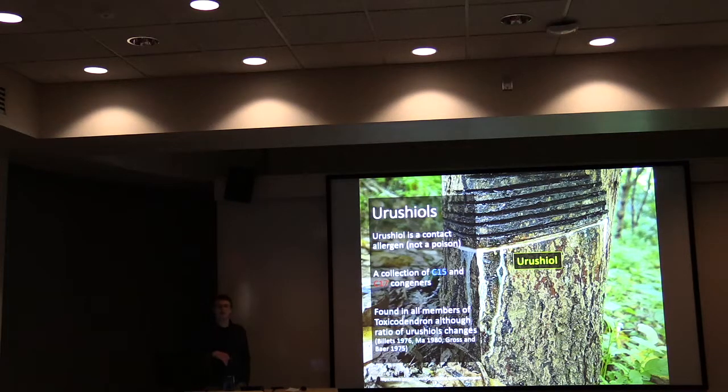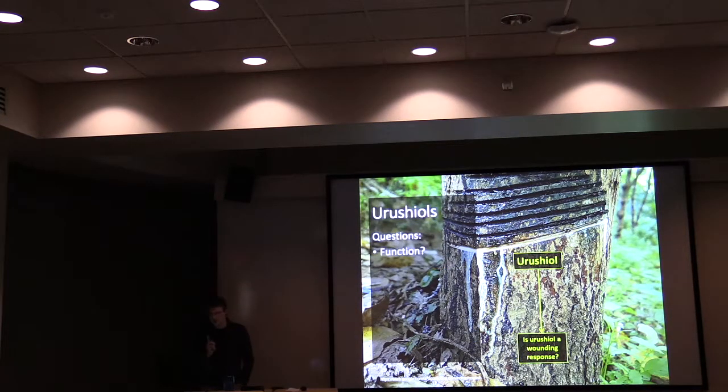Urushiol is found in all members of the Toxicodendron genus. So this is a picture of the Japanese lacquer tree that is actually scored and the sap collected to use urushiol in artisanal lacquerware production. When urushiol dries, it essentially polymerizes into this shiny black coating that can be really useful for a number of practices. One important thing to note is while urushiols in general are found within all members of the Toxicodendron genus, the ratio of the C15 and C17 species changes depending on the species. So in poison ivy, work was shown that C15 urushiols were higher than the C17s, but that's not necessarily the case with other members.